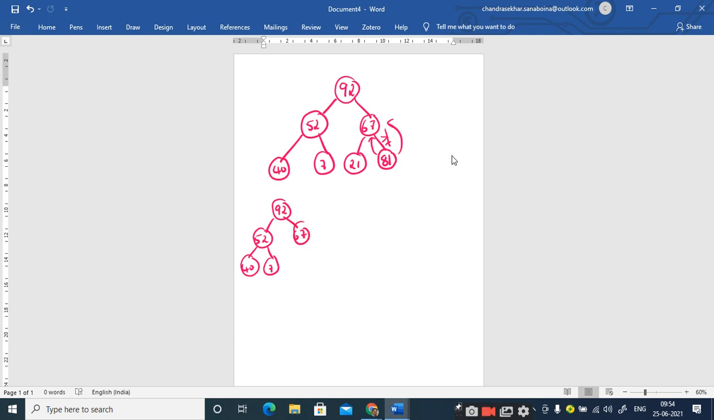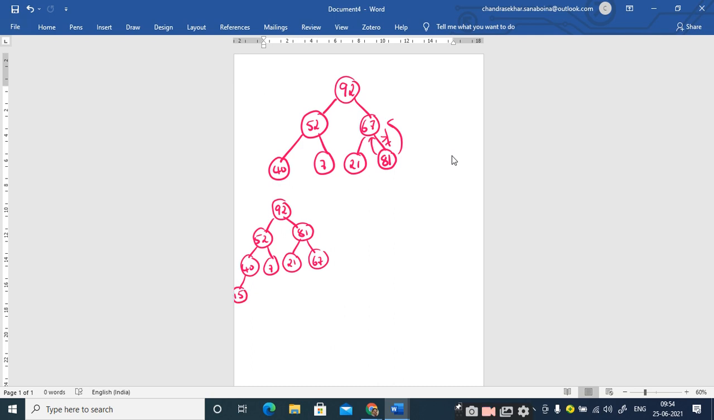Sorry. After swapping, what do I get here? It is 81, and it is 21, and it is 67. So what is the next element that should be inserted? 15. So where should I insert 15? To the left child of 40.